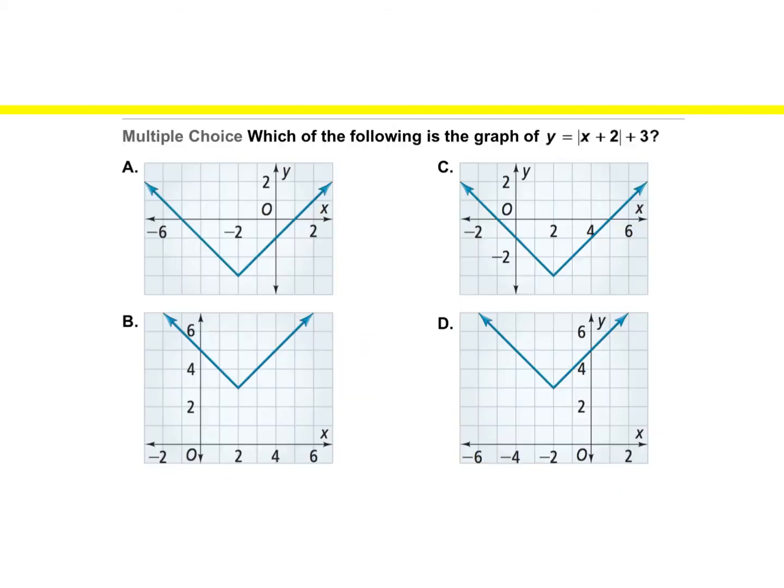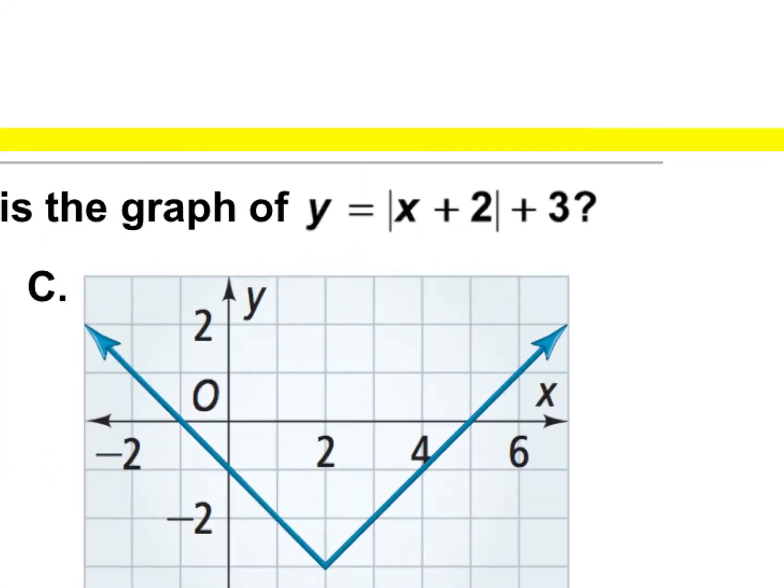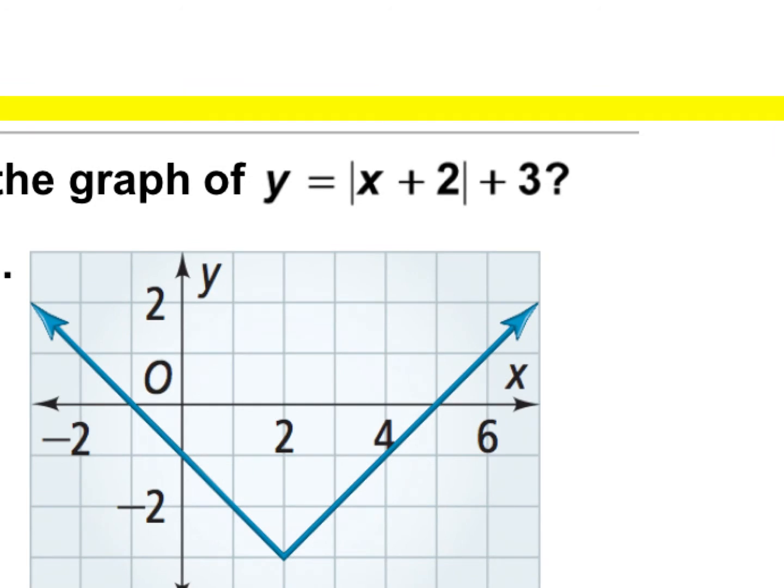Which of the following is the graph of y is equal to the absolute value of x plus 2 plus 3? So remembering our transformations on the last page, what does this plus 2 on the inside do to our graph? Moves it left 2.